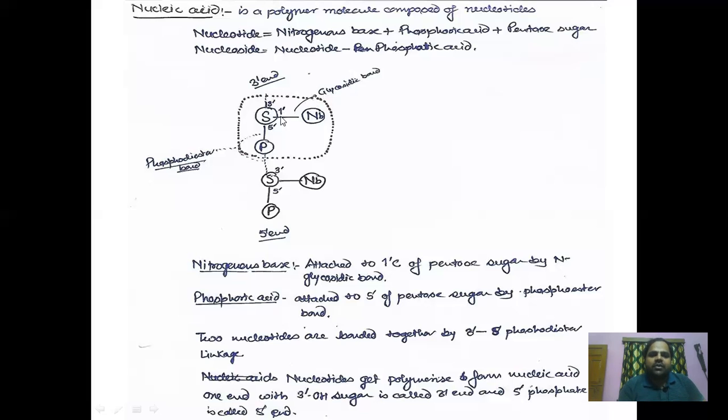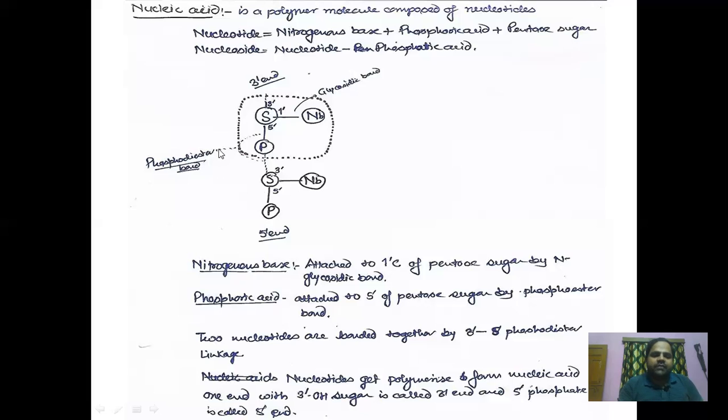However, on the other hand, you can see here that phosphoric acid has been attached to this sugar at 5 dash carbon. So here it is written that phosphoric acid is attached to 5 dash carbon of the pentose sugar by a phosphoester bond. So here we can see the different bond. The nitrogenous base is attached to the sugar through a glycosidic bond, and the phosphoric acid through a phosphoester bond.